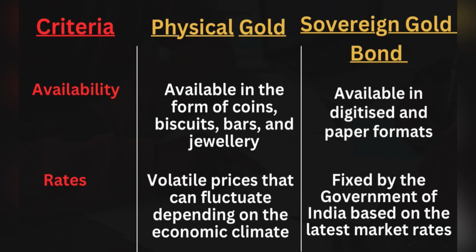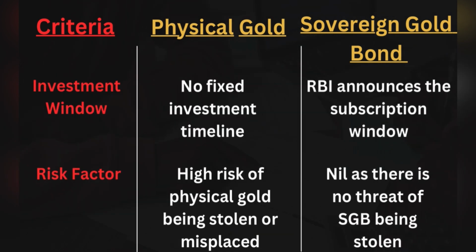Let us throw some light on key differences between physical gold and SGBs. Physical gold is available in the form of coins, jewelry, etc., and SGBs are available in digitalized paper format. While physical gold rates are highly volatile, SGBs have fixed rates, backed by the Government of India. RBI opens the SGBs investment window, unlike physical gold where one can invest anytime.